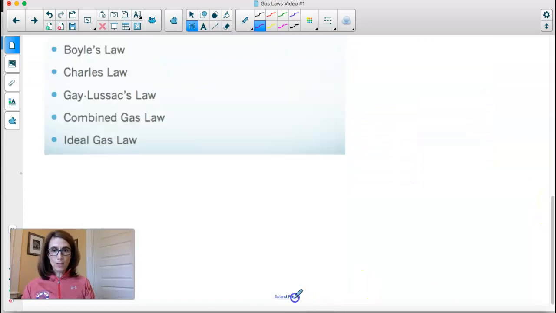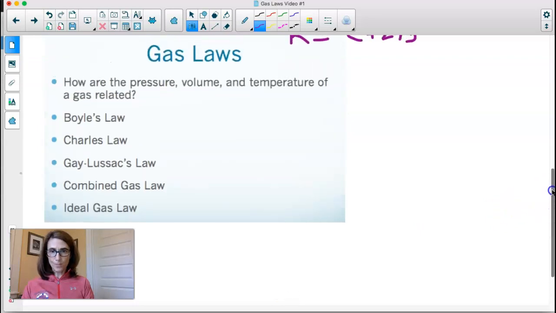All right, so the gas laws that we're going to talk about are Boyle's, Charles, Guy-Lussac, the combined gas law, and the ideal gas law. And the gas laws, really what they do is they look at the relationship between pressure, volume, and temperature of a gas. And if you change one, right, if you were to change the volume, what would happen to the pressure? If you were to change temperature, what would happen to volume? So that's basically the relationships that we're going to be looking at with our gas laws.